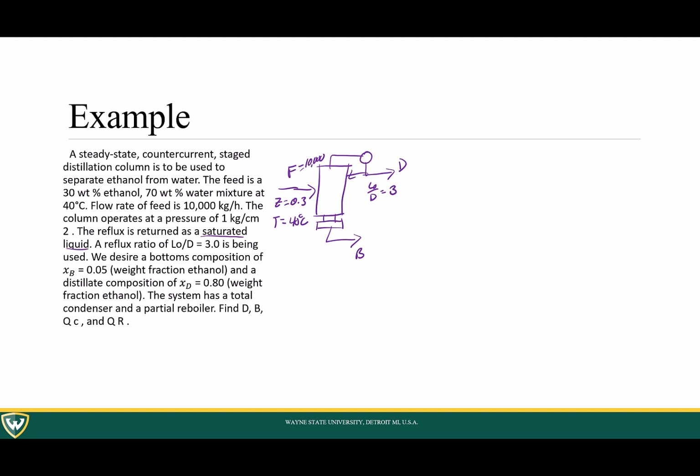We desire a bottom composition of X_B 0.05, and a distillate composition, X_D, being equal to 0.8. The system has a total condenser and a partial reboiler. Find D and B, so pretty much find the flow rates, and find the duty about each of the heat exchangers. So not too bad. We're going to just start off with our overall. F is equal to D plus B. And we're going to start off with our moles of volatile component.